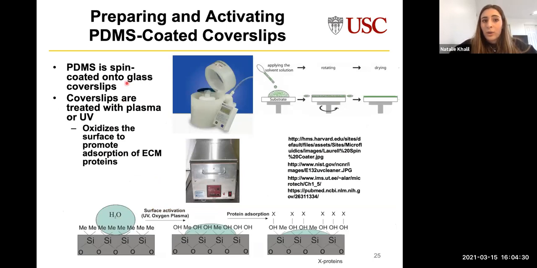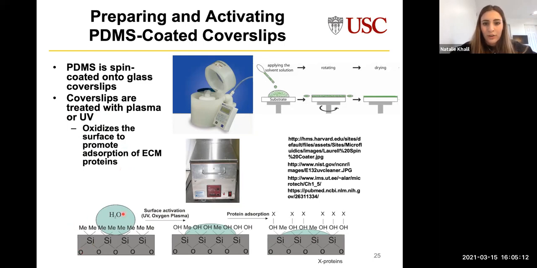So PDMS is spin coated onto glass cover slips in a very similar method to how we spin coated photoresist onto silicon wafers for photolithography. And so we're left with an even layer of PDMS that can then be cured. And because we talked about how PDMS is very hydrophobic, to the point that when proteins absorb onto its surface, they'll actually denature, to address this, these cover slips will also be treated with plasma or UV, which was also described in previous lectures.